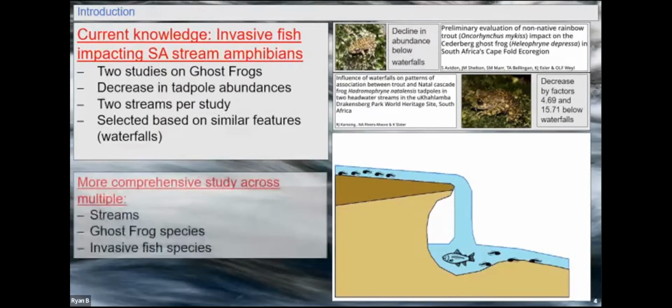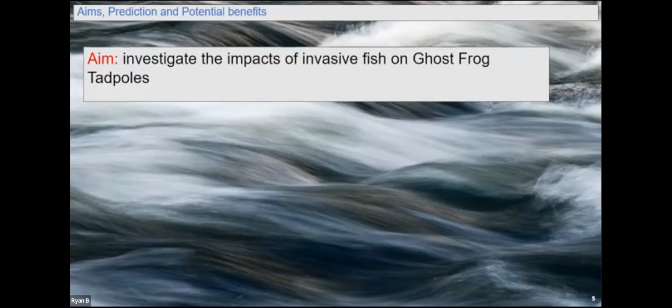Therefore, a more comprehensive study will determine whether the impacts reported by Avedon et al. and Casing et al. are reflected across multiple streams, ghost frog species, and invasive fish species. The aim of this study is to determine the impact of invasive fish on ghost frog tadpoles.